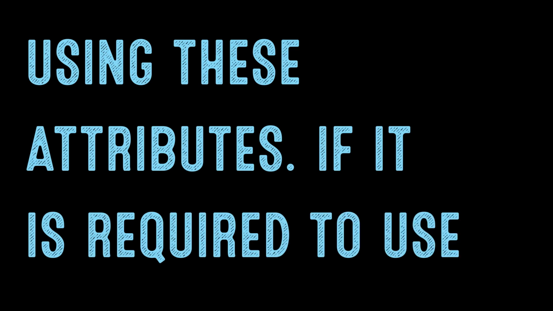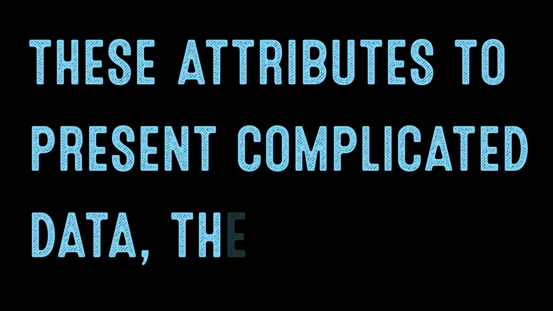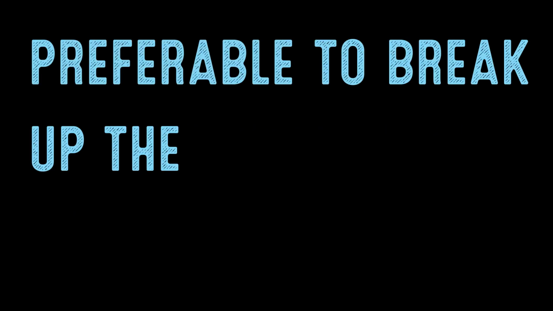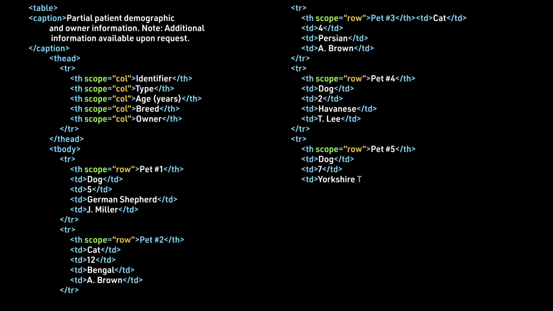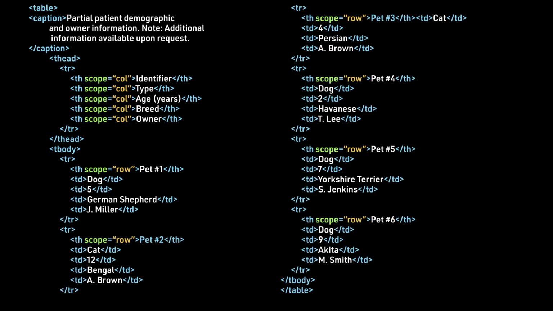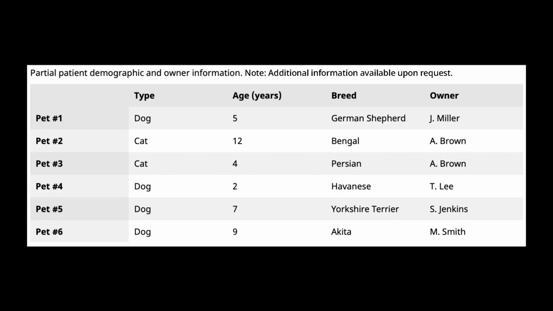If it is required to use these attributes to present complicated data, then it is preferable to break up the data into smaller related tables that would allow you to avoid using the colspan or rowspan attributes. So if we go back to our previous example, this is how we can improve its accessibility further. Here we have added our footer note to our caption, so the user using an assistive device understands that more information can be requested without having to go through the entire table. And we no longer use the colspan attribute, and the table does not need a footer. And here is how it would look.